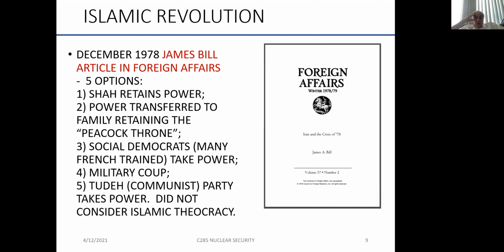So again, 5 options. The Shah retains power, power transferred to other members of the family, Social Democrats, the military coup, or the communists. What was noticeably absent from this list, of course, was that there would be a separate Islamic theocracy that would take power, which is in fact what happened. It shows you how remote or uninformed in a way the American intelligentsia was about the future of Iran.